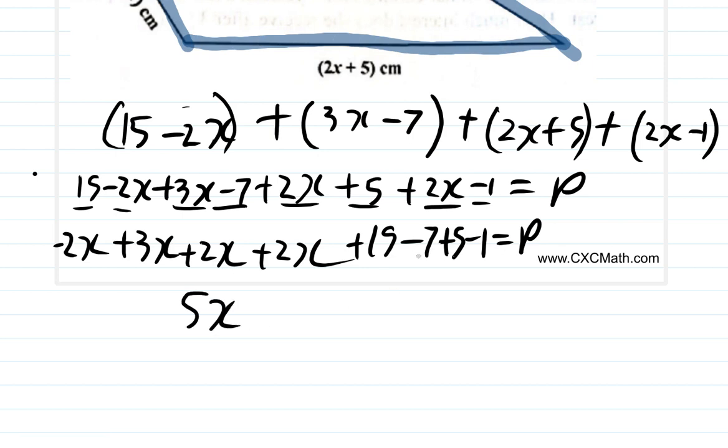15 minus 7, that's 8. 8 and 5: 8, 9, 10, 11, 12, 13. 13 minus 1 is 12. So it's 5x minus 12 equals P. Okay.